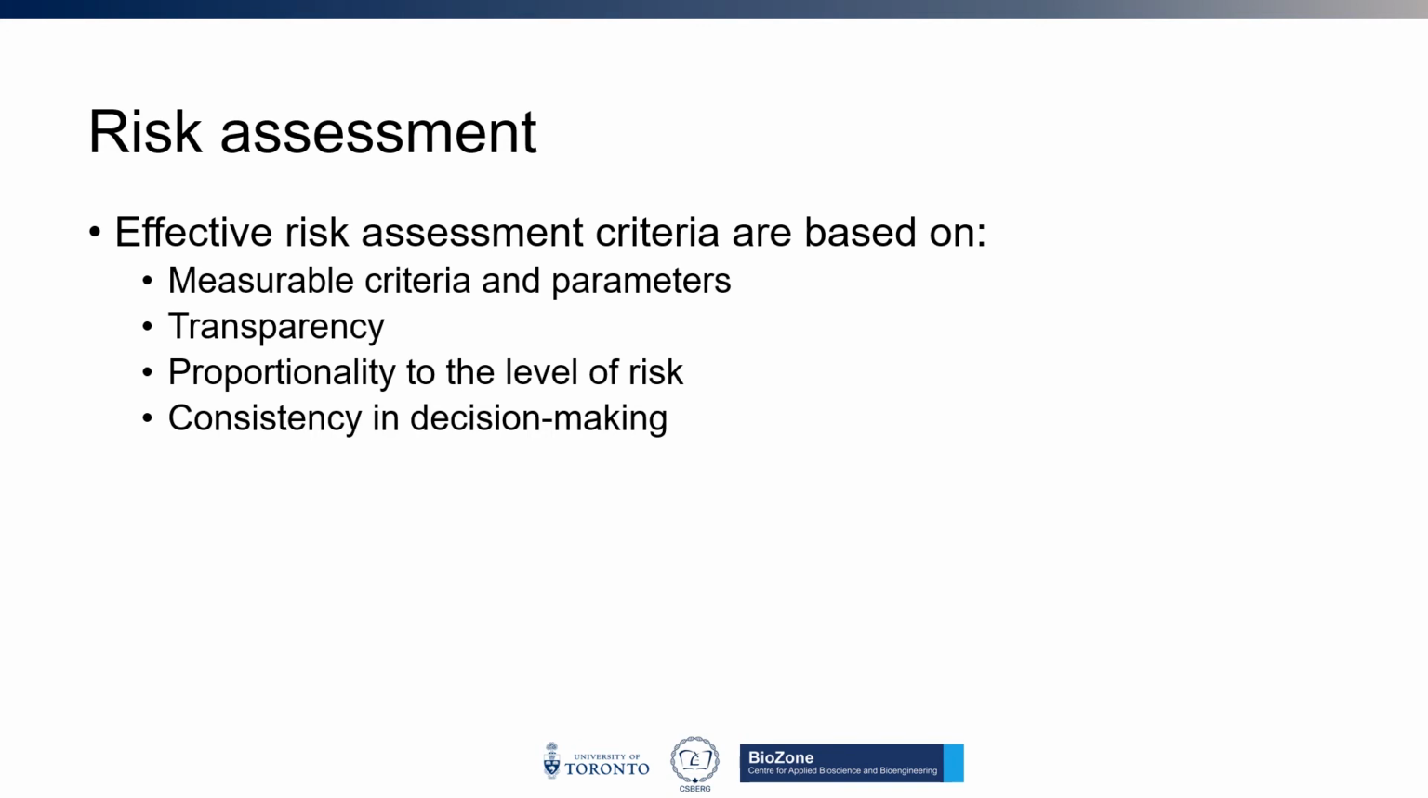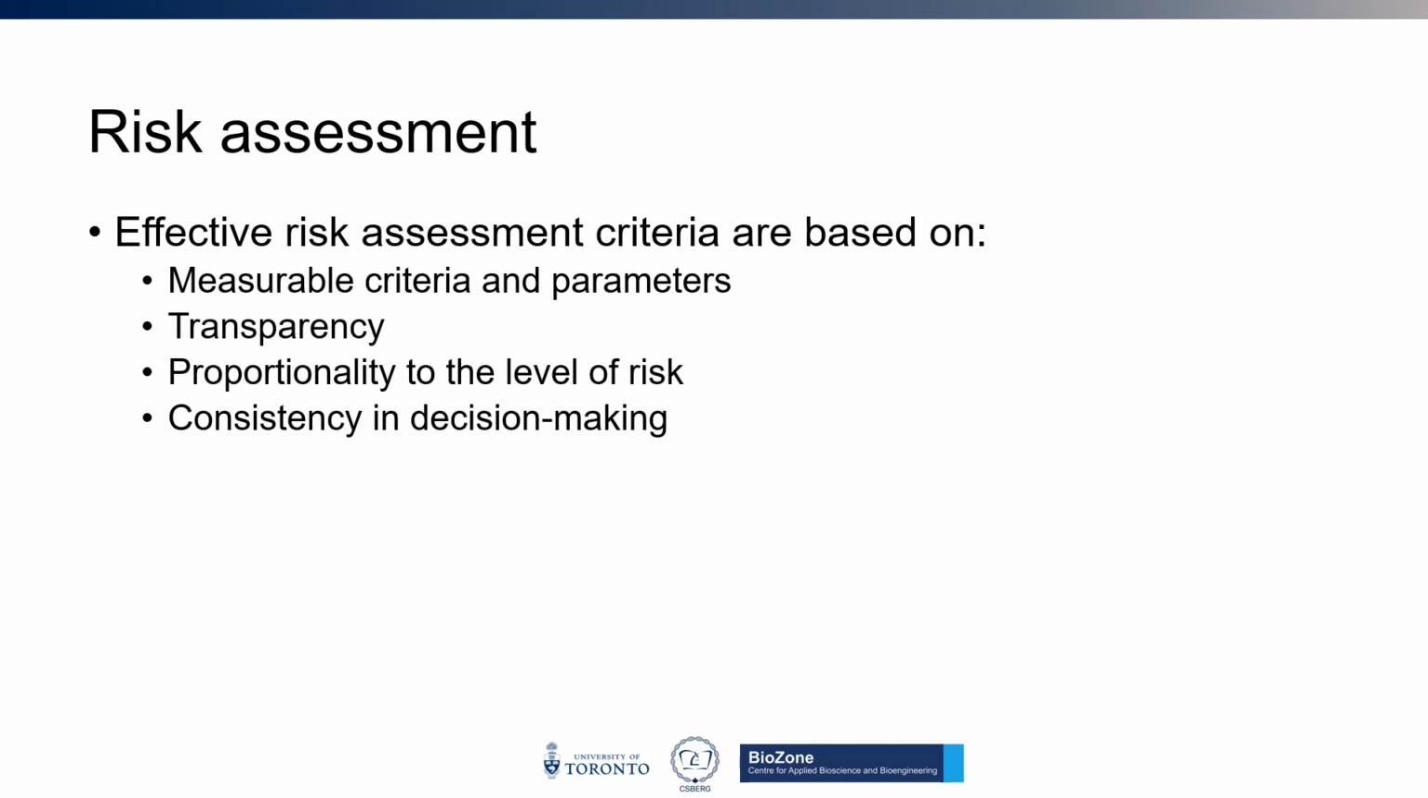So effective risk assessment is based upon having measurable criteria and parameters. These need to be things with limits and defined specifications as to what is considered toxic or dangerous, as opposed to what is considered acceptable in other cases. It needs to be a transparent process, so all of these have to have well-documented guidances that the public, the industry, and government all have access to.